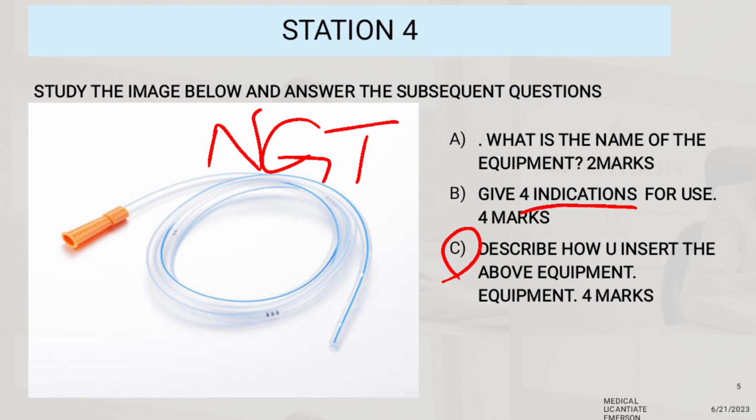Then you are supposed to put on gowns, gloves, and a face shield or face mask if you want. Then you check the patency of each nostril by holding one closed and asking the patient to breathe through the other nostril. So that's checking the patency. Then look inside the nostril for any obvious obstruction. Then you estimate the depth of insertion.